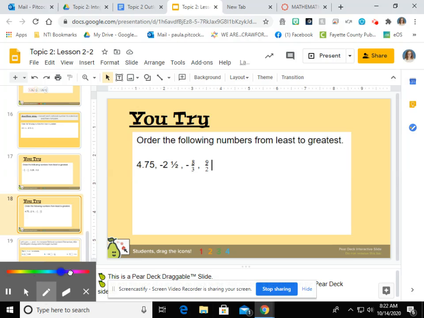All right, so the first thing we need to do is put them all in decimals. The first one's already in a decimal. -2.5 is -2.5. Okay, so that's what this one is.